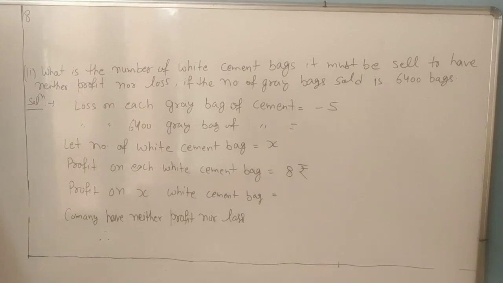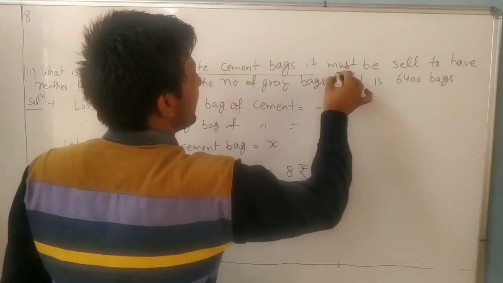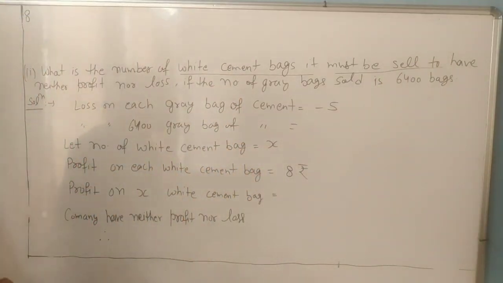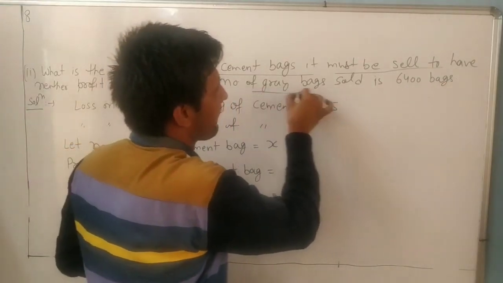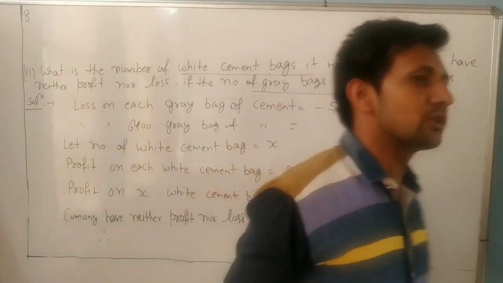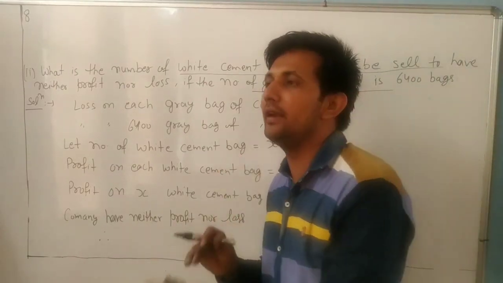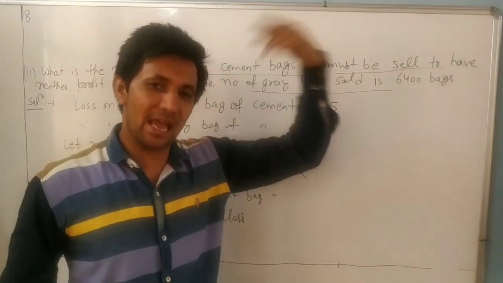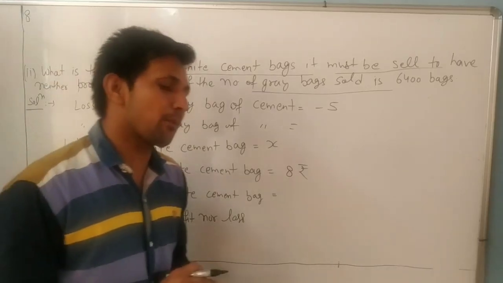Now dear, second part. What is given? What is the number of white cement bags that must be sold to have neither profit nor loss? And one more thing given: the number of grey bags sold is 6,400. In the question, we have to find how many bags the company has to sell so that there is neither profit nor loss.